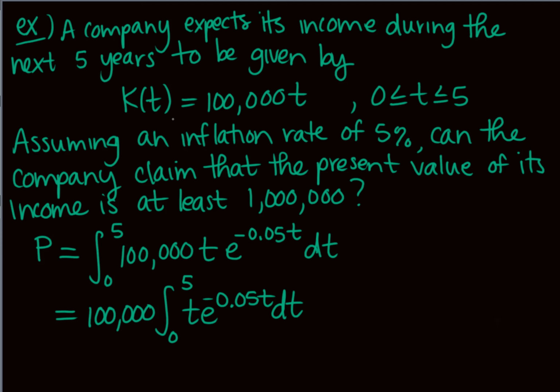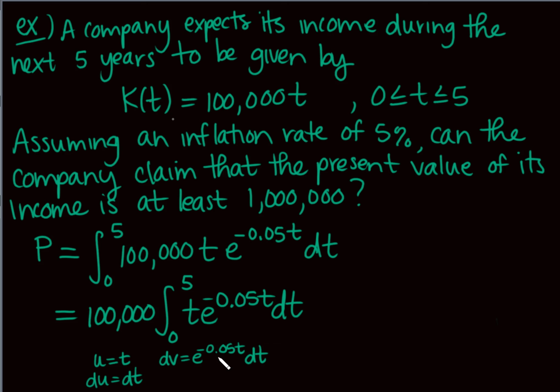All right. So what am I going to do for parts here? I'm going to let u equal t. I'm going to let dv then equal e to the negative 0.05 t dt. So du is dt. I want to see your work for this, okay? I want to see what your u is, what your dv is, all that good stuff.